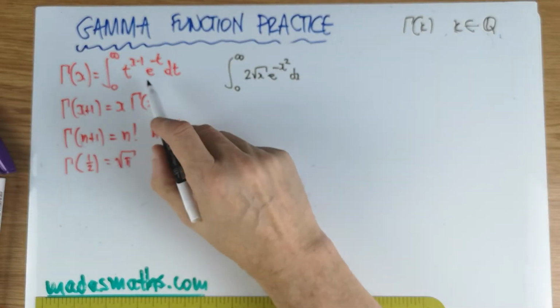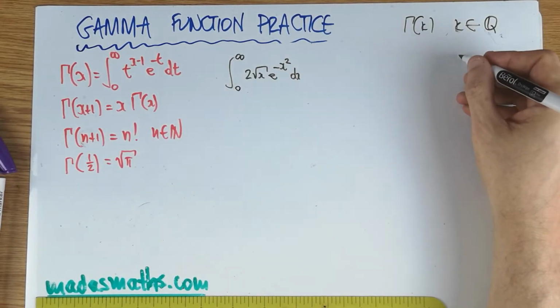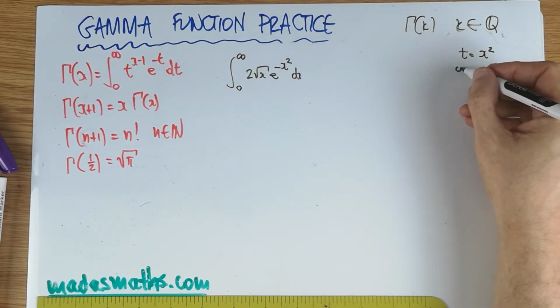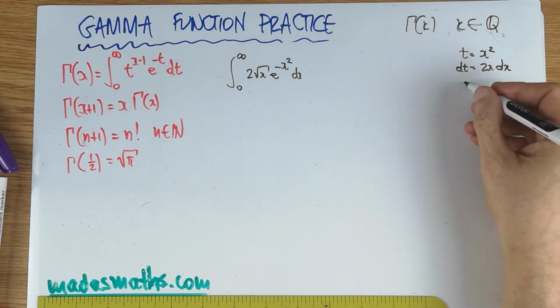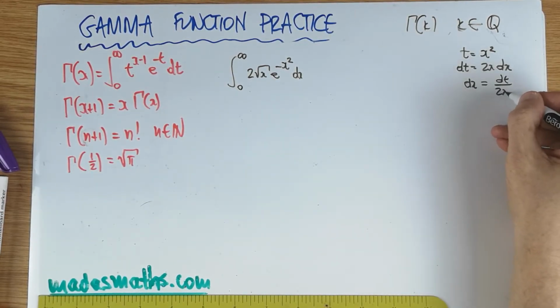Try to match it with that. We need a minus t there, and t is a good substitution. So we're going to say t is equal to x squared. Dt is equal to 2x dx. Getting my substitution ready, dx is dt over 2x.